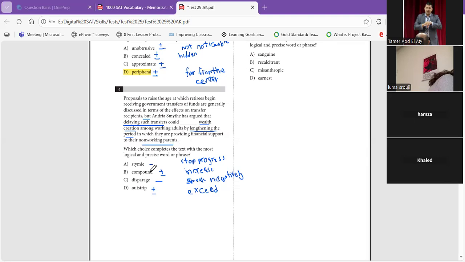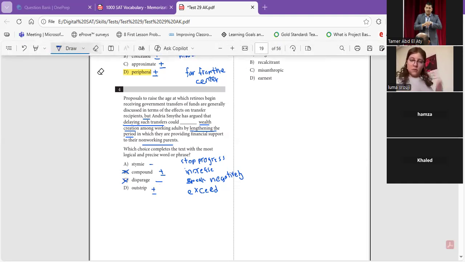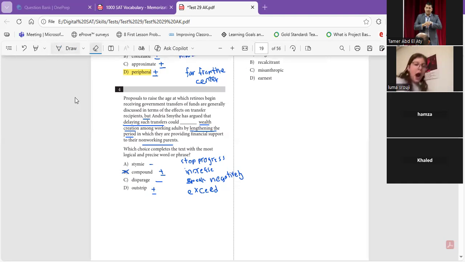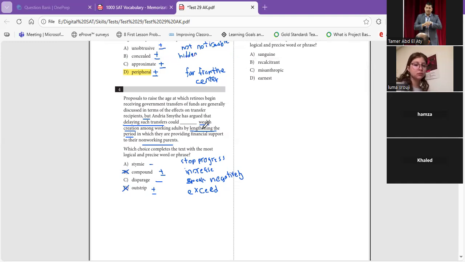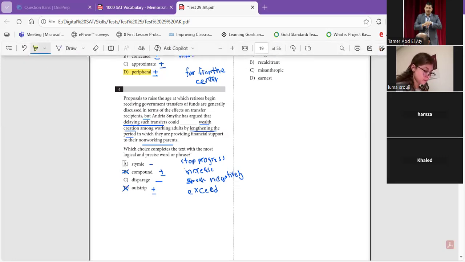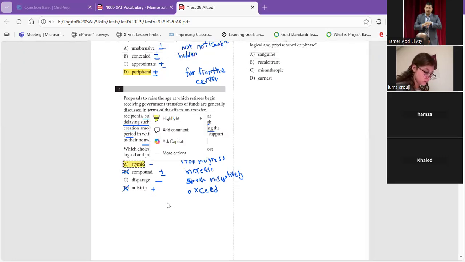So here it will make something negative. So it's not B or C. Is it exceed wealth? No, it's not going to exceed wealth. I'm going to delete this and this. To speak negatively about wealth creation, no, but it will stymie. Stymie means stop progress, block the wealth creation. So the answer is A.